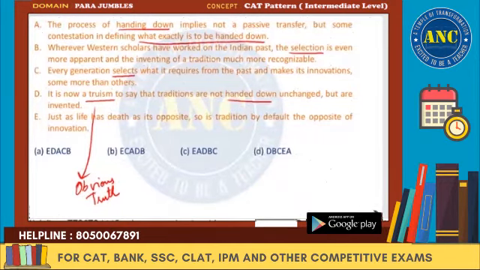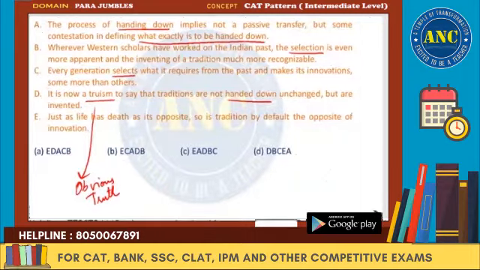A truism is an obvious truth, something that everyone in the world knows. Alright, if you look at the last line there, just as life has death as its opposite, so is tradition by default the opposite of innovation. This is the only sentence where you're talking about tradition and innovation. Everything else is talking about tradition and how you're passing it down. Handing down is passing on from one generation to another. So E is a good way to start off, because you can't have it anywhere in the middle or towards the end. You're introducing by saying that tradition is by default opposite of innovation.